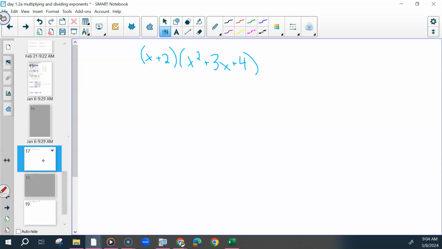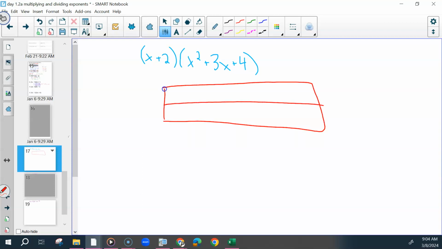The box method. Okay. So with the box method, you're going to do a 2 by 3 or a 3 by 2. It doesn't matter which way. Rectangle. Where the 2 would go on the side, x plus 2. The 3 would go on the top, x squared plus 3x plus 4. And then we would multiply each thing.